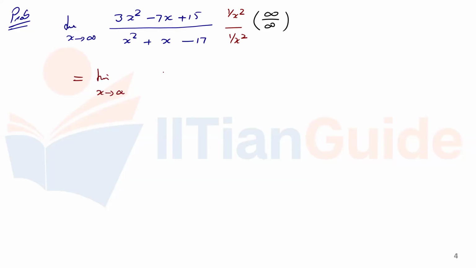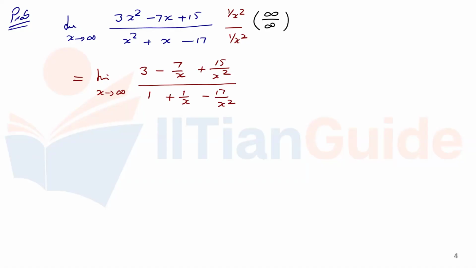I am getting limits x extending to infinity. 3x square by x square gives me 3. Minus 7x upon x square will give me 7 by x. After that, 15 divided by x square. This term I am getting. And in the denominator, I am having 1 plus 1 by x, since x upon x square will give me 1 by x, minus 17 over x square. I am getting this term. Is it clear? No problem?